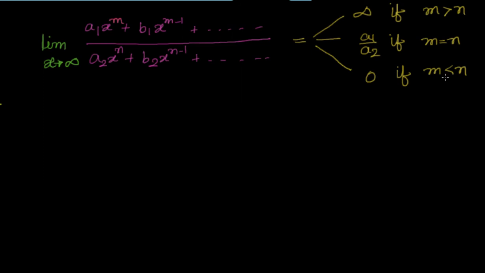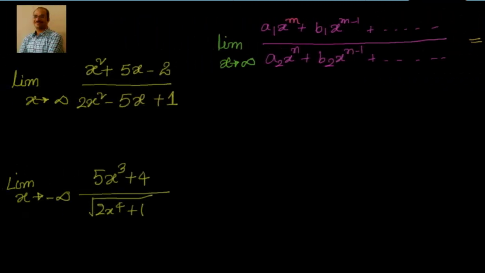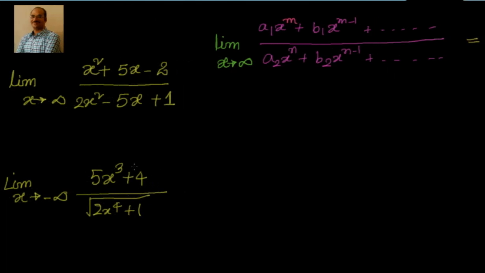On the other side, if m is less than n, then you will see that x to the power of m minus n will be negative, so it will be nothing but 1 by x, 1 by infinity, which is equal to 0. So let us try to solve some simple examples based on that. Step by step we will do that. Here we go. The first example, let's have a look at that.